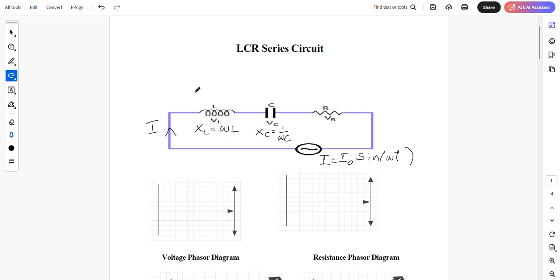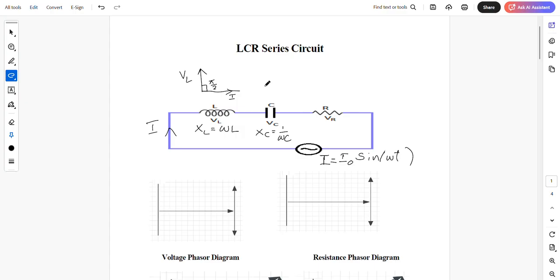Now here if you take current as reference in the x-axis, how to draw the phasor diagram? That is the phasor diagram. You can write like this. This is current I, and in case of inductor, voltage will be leading, current is lagging. This is VL, right? Voltage will be leading by an angle pi by 2.